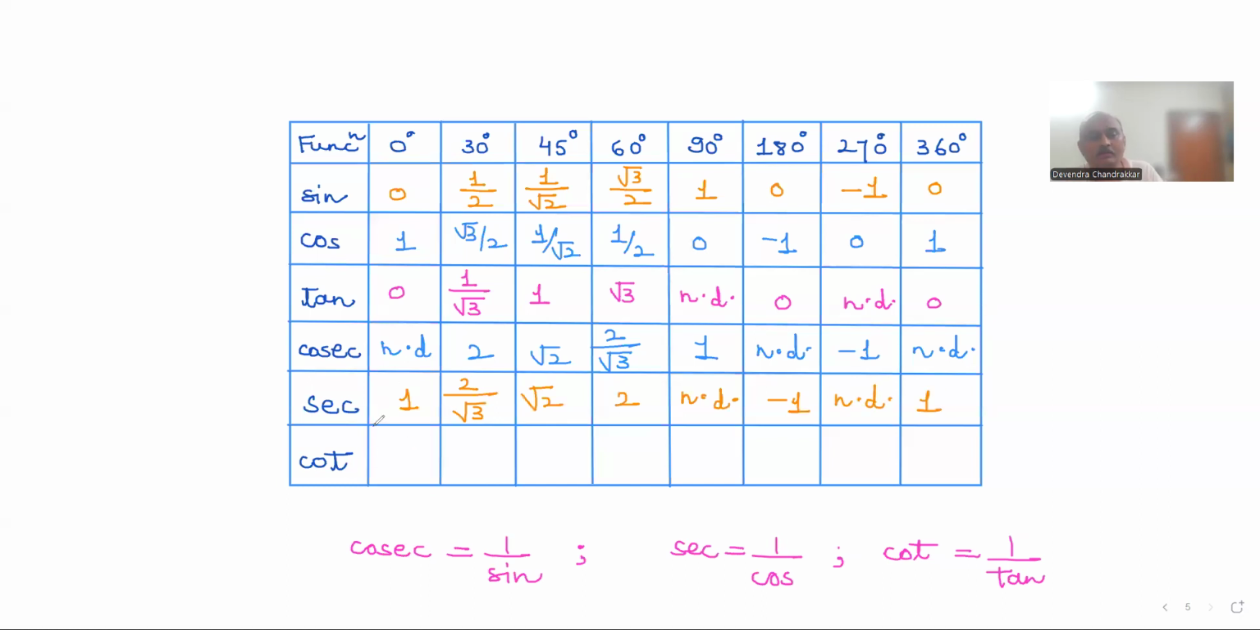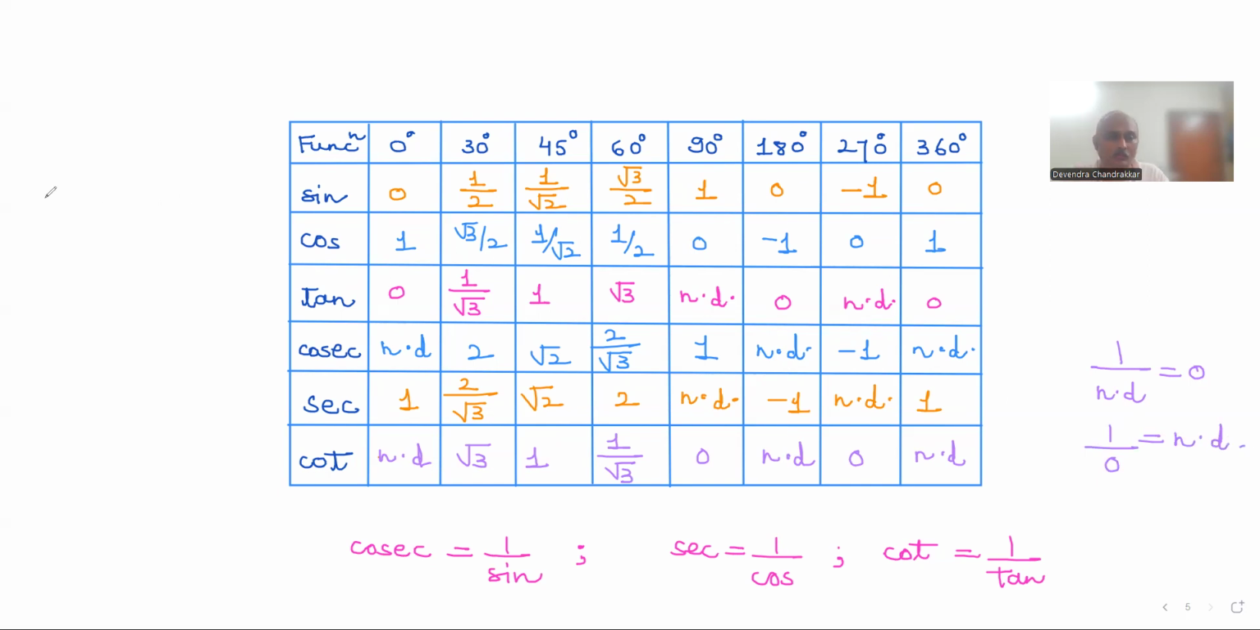Cot is 1 upon tan. So this is not defined. All of you please pay attention. This is not defined. This is root 3. This is 1. This is 1 over root 3. This is 0 because 1 upon not defined is 0, right? This is not defined. This is 0. This is not defined. Always remember 1 upon not defined is 0 or 1 upon 0 is not defined.